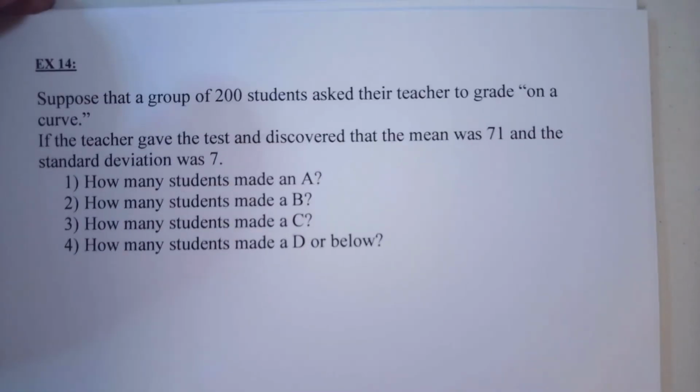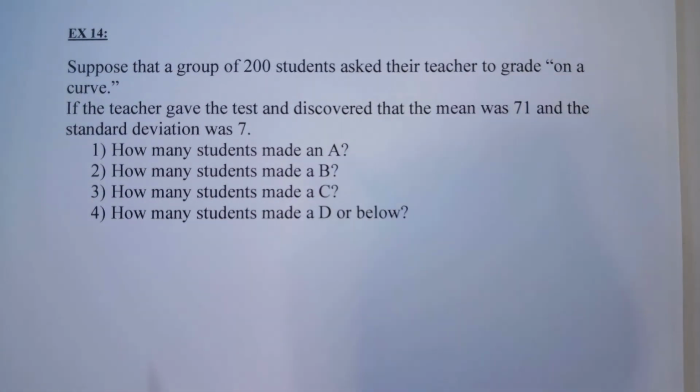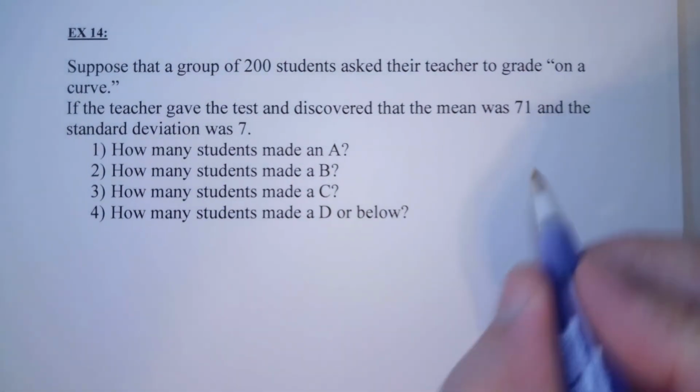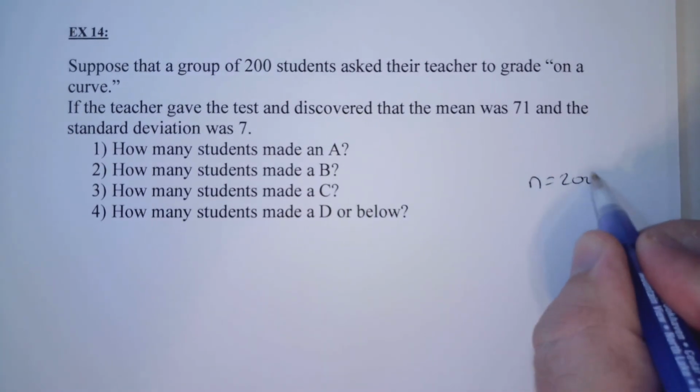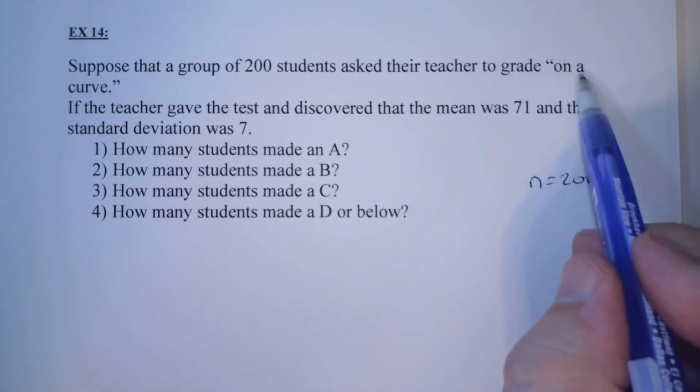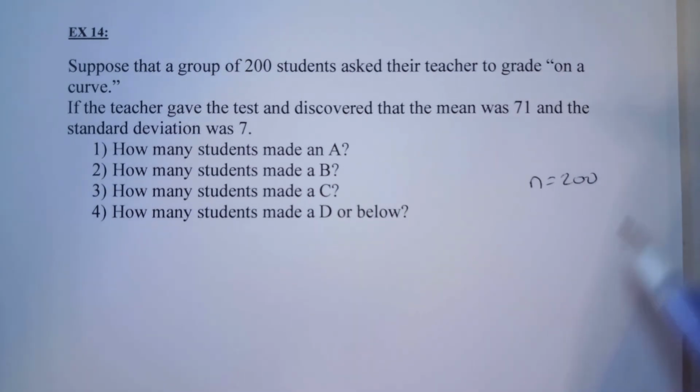All right, so that's how you use the bell curve, the normal distribution curve. This is how teachers would use it. Suppose that a group of 200 students, so n equals 200, ask their teacher to grade on a curve. I would never do that because in law school, when they grade on a curve, even if you made 100 or 90s, if you had the lower end, you failed. So, never ask to grade on a curve.